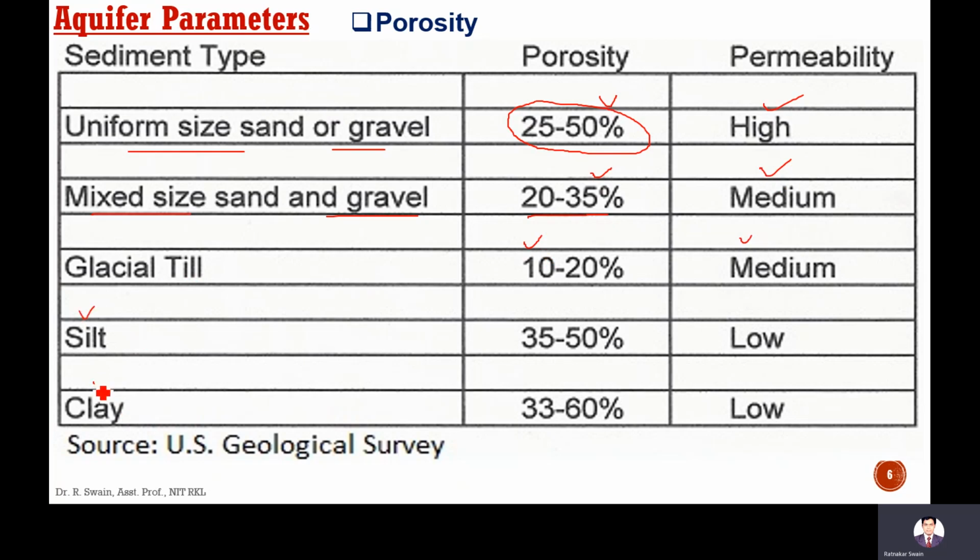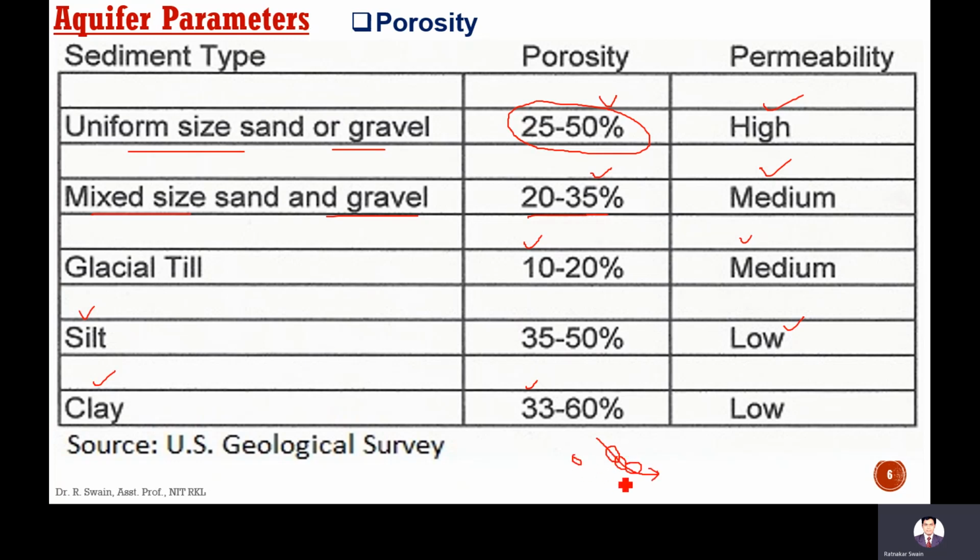In silt and clay, although the porosity is nearly 35 to 50, and in clay it is 33 to 60, although porosity is high, permeability will be low. Because permeability doesn't only depend upon the voids, it depends upon the connectivity of voids. If the voids are well connected, then there will be permeability, there will be flow. Permeability is nothing but the ease of flow.